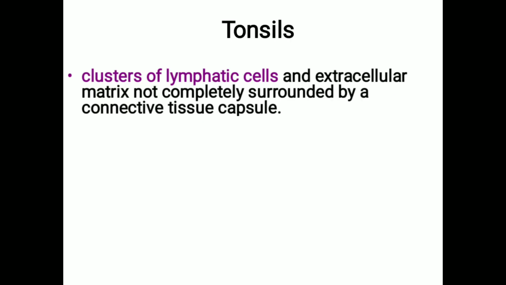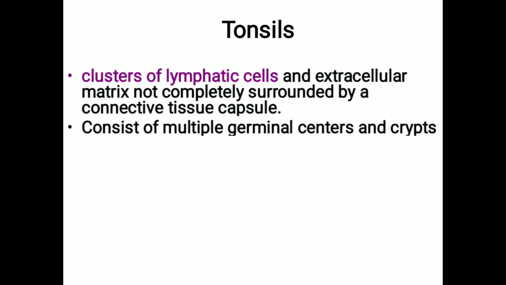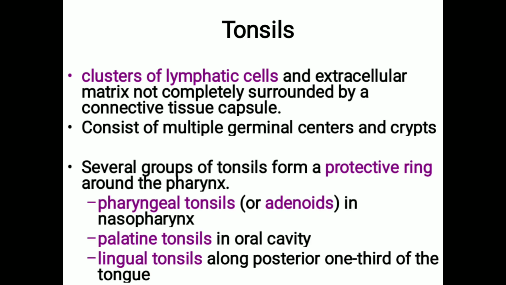Tonsil: a cluster of lymphatic cells and extracellular matrix not completely surrounded by a connective tissue capsule. It consists of multiple germinal centers and crypts. Several groups of tonsils form a protective ring around the pharynx. Around your pharynx or the mouth cavity, they act as the first line of defense.